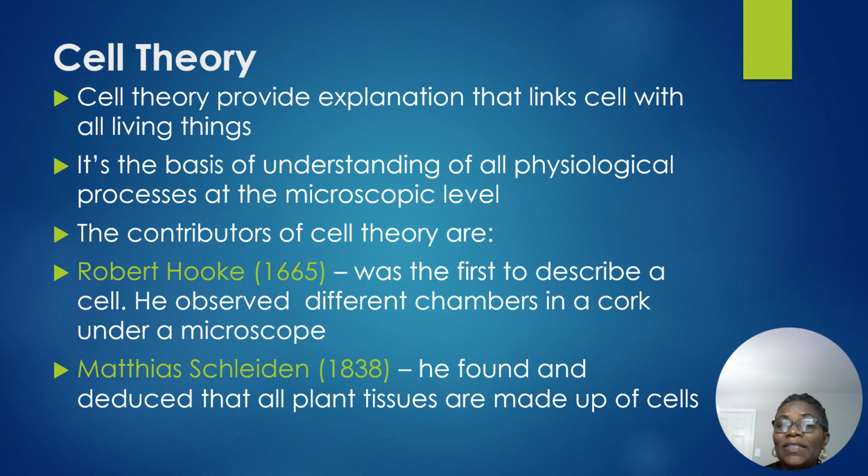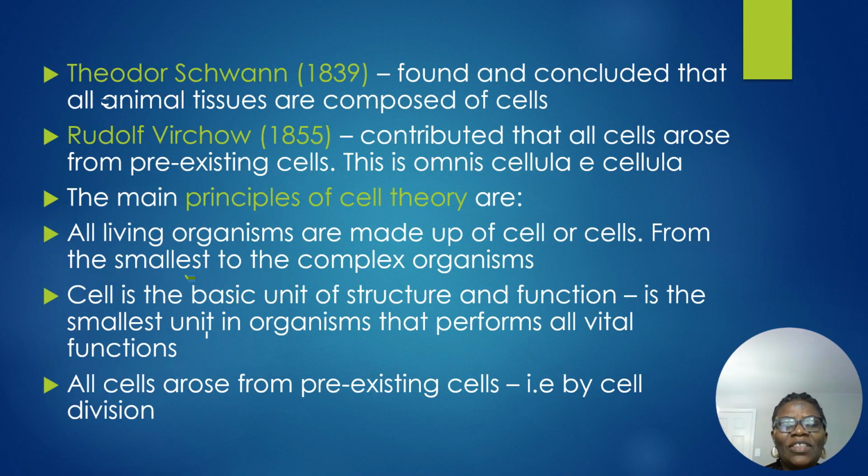Now, in 1838, Matthias Schleiden found out that all plants contain cells. That is, all plant tissues are made up of cells. That was what he found out. Another person, Theodor Schwann in 1839, discovered that all animal tissues are composed of cells. So, while Schleiden found out that all plant tissues are made up of cells, Theodor Schwann found out that all animal tissues are composed of cells.